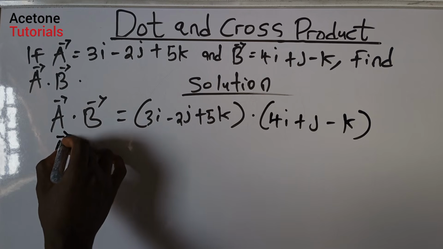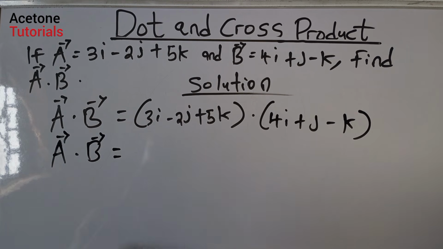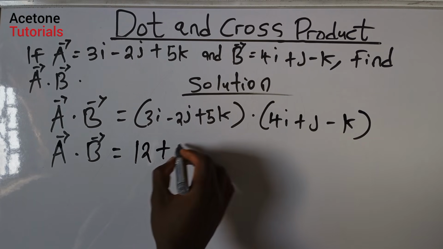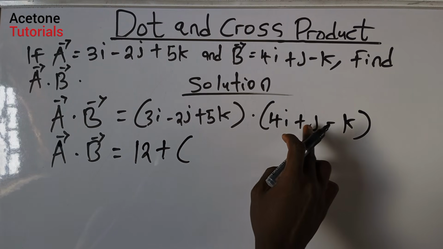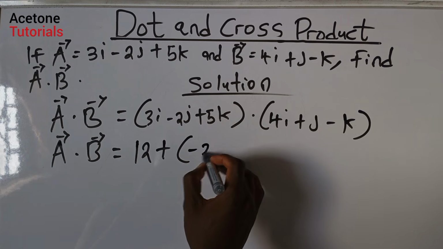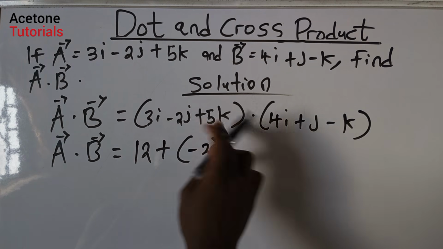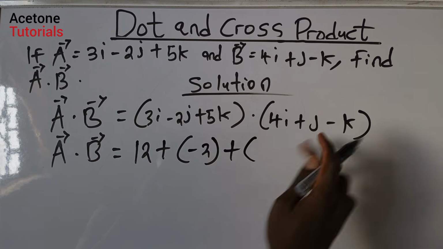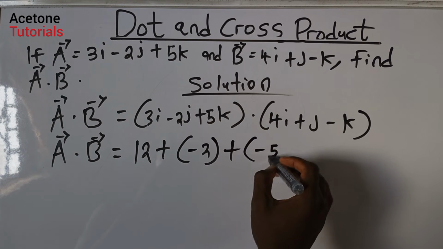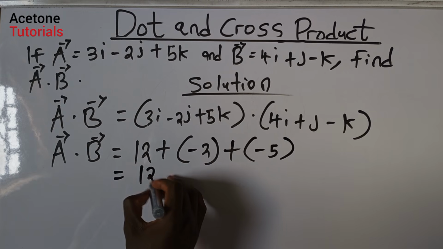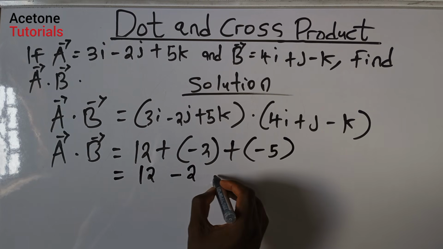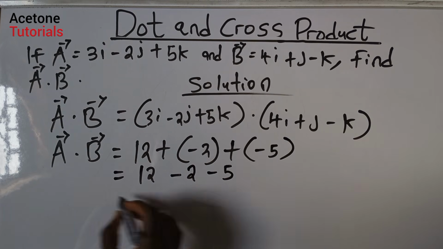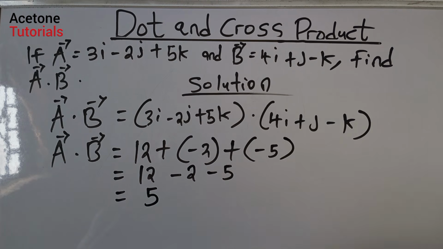So A dot B equals 3 times 4, which is 12, plus minus 2 times 1. There is a 1 in front of this j, so minus 2 times 1 is minus 2, plus 5 times minus 1, which is minus 5. So we have 12 minus 2 minus 5, and that is equal to 5. So that is the dot product of A and B.